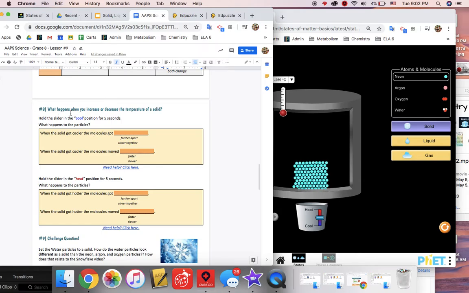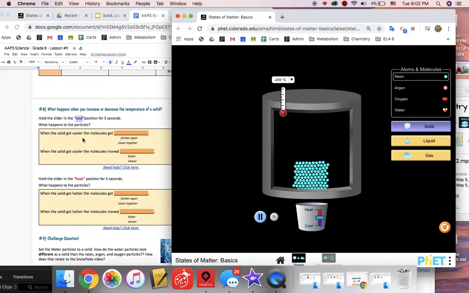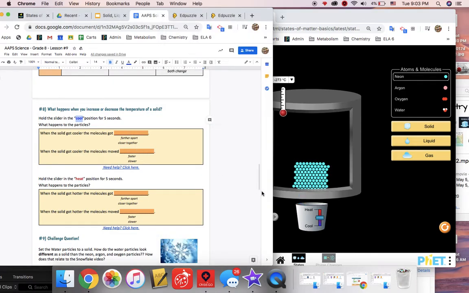Next, what happens when you increase or decrease the temperature of a solid? We're going to start by cooling it or making it colder. We're going to see if the molecules get farther apart or closer together and faster or slower. What are you noticing? I'm noticing that they're getting a little closer together and they're moving a little slower. So that's what I would write here.